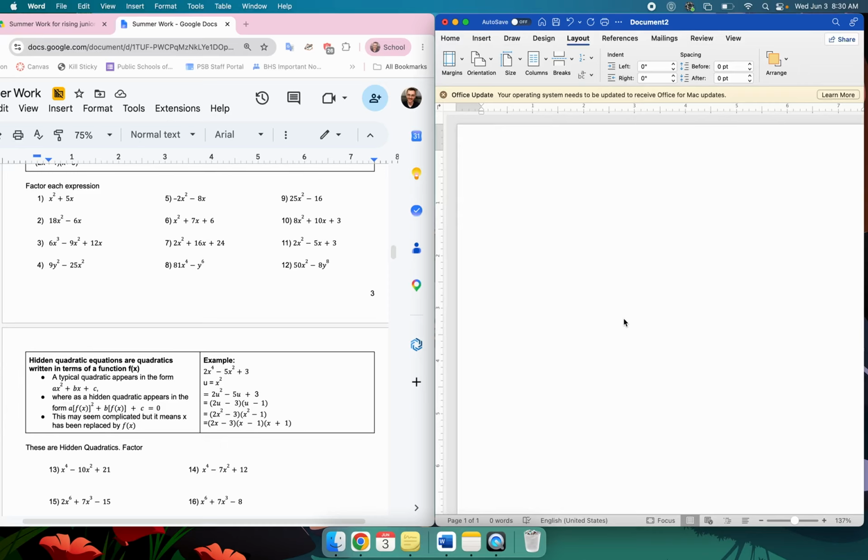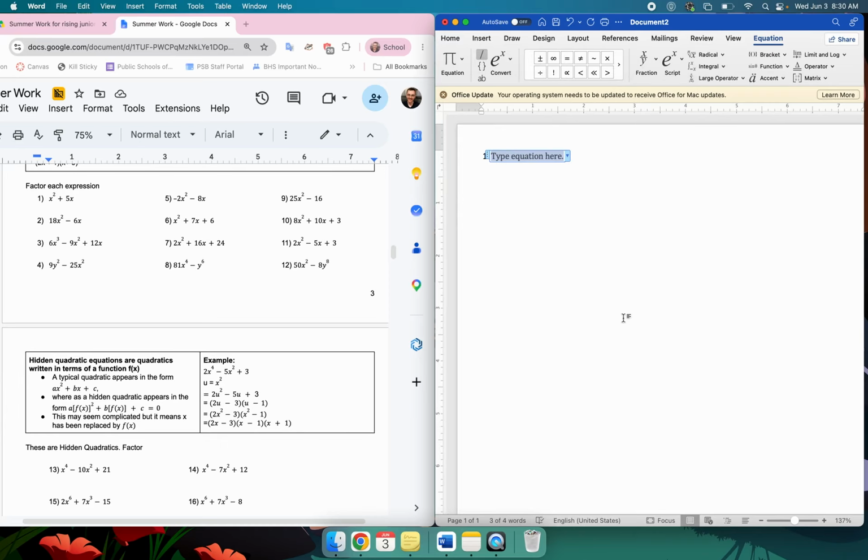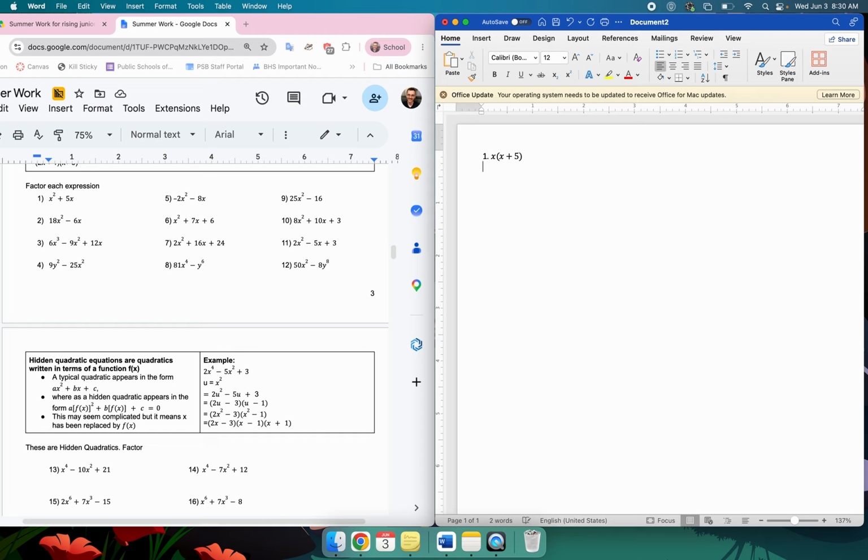Okay, so number one, we are factoring. To me, this looks like there's a common factor of x, so I'm going to pull that out. When I pull the x out of this guy, I'm sort of writing whatever's left over inside parentheses. If I remove x from x squared, I'm left with an x. And if I remove x from 5x, I'm left with a 5. Cool, so that's number one.